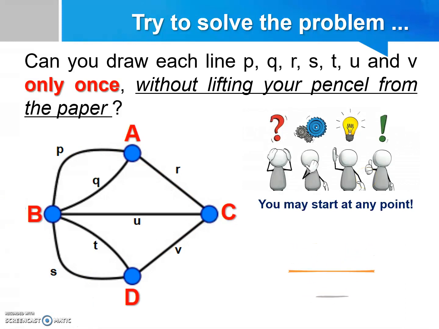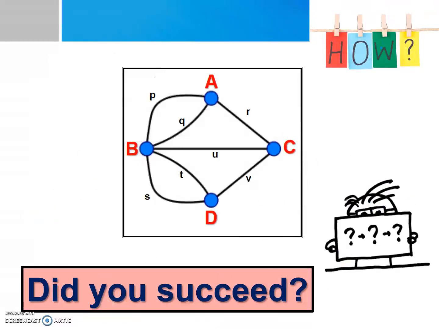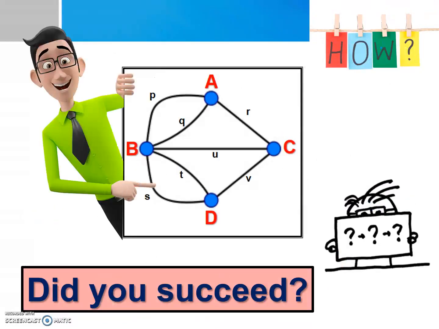Well, you can now take out a piece of paper to draw the diagram. Try to draw each of the lines only once without lifting your pencil from the paper. You may pause the video to try it now. So how? Did you succeed in solving this problem? I'm sure most of you can get the answer right.